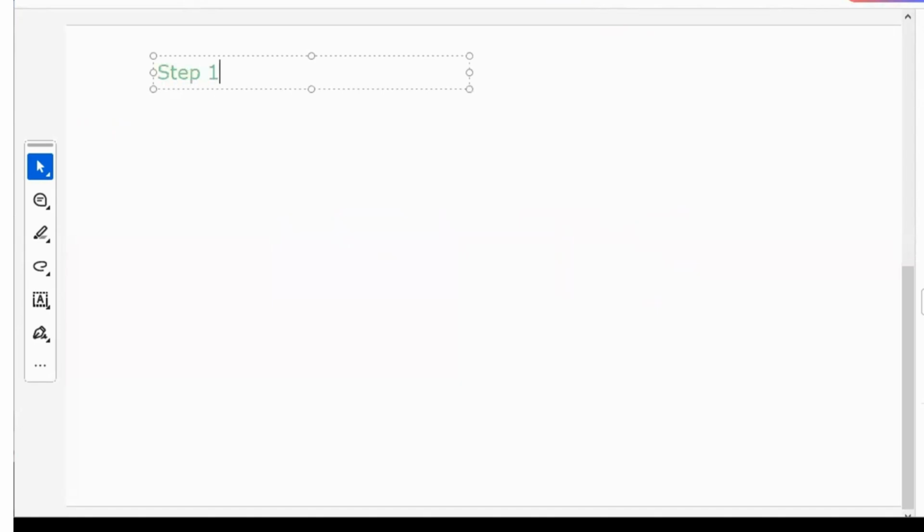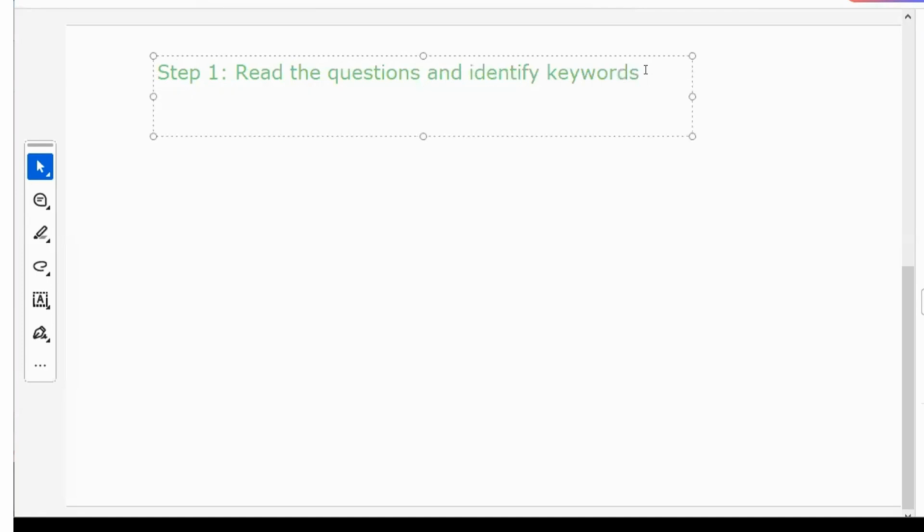So step one is to what? Read the questions and identify keywords. Okay, that is step one. Read the questions and identify keywords. Don't start by reading the passage. It's going to waste your time. You have just 1 hour. Step one is what? Read the questions and identify keywords.